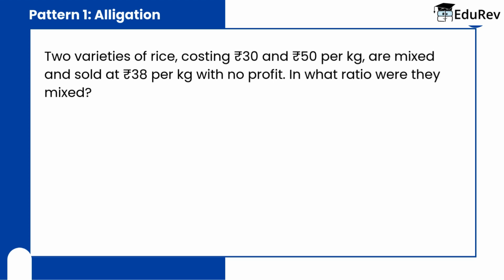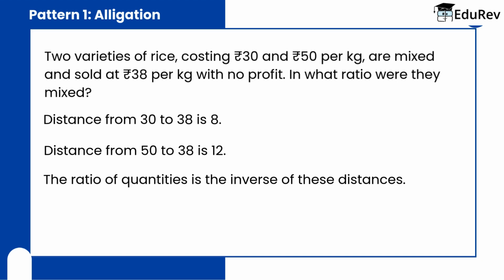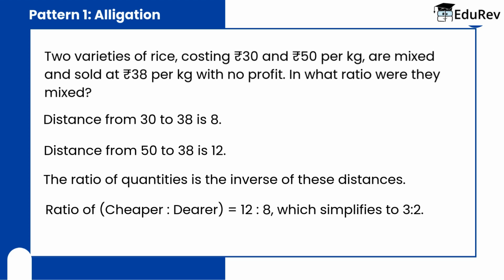The solution is, the mean price is 38. How far is it from each price? Distance from 30 to 38 is 8. Distance from 50 to 38 is 12. The ratio of quantities is the inverse of these distances. Ratio of cheaper to dearer equals 12 to 8, which simplifies to 3 to 2. Answer is 3 to 2.